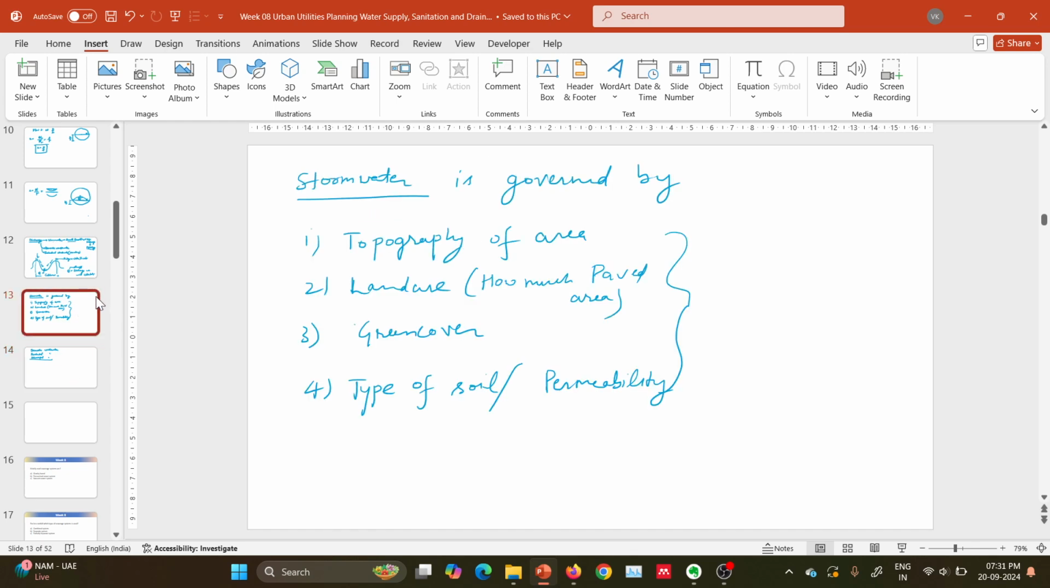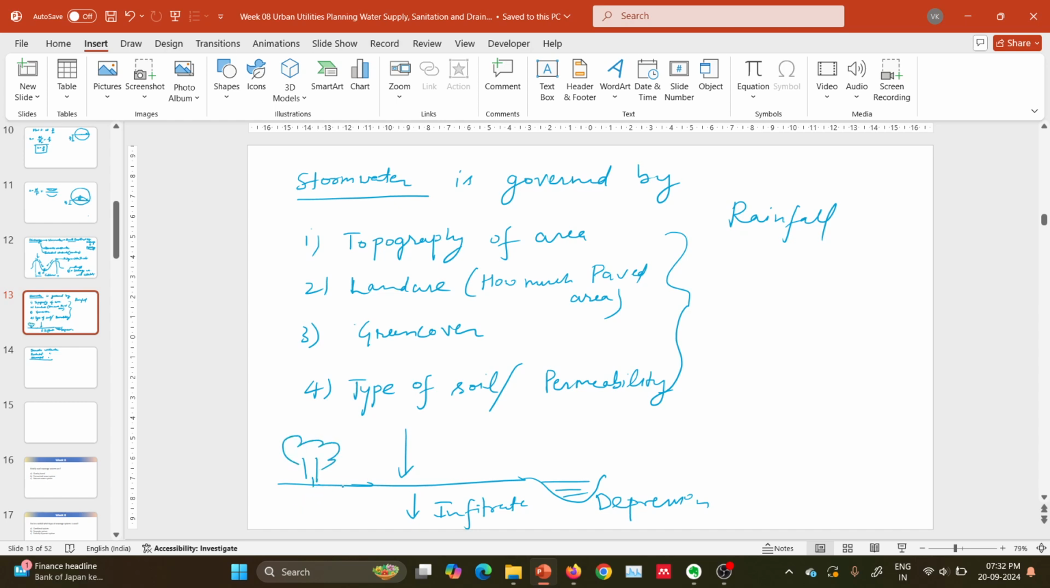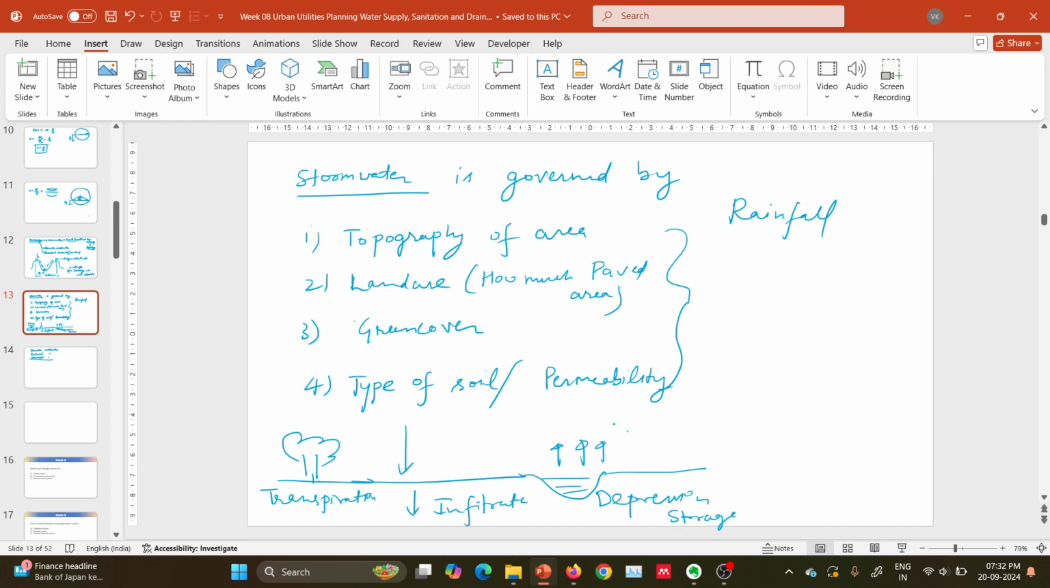So this was about stormwater, and it is calculated with respect to rainfall. So rainfall which happens, some part will infiltrate, some part will be stored in depression, some part will be taken up by plants, that is called transpiration. Some part will be evaporated from the water bodies, depression, storage, evaporation, and whatever the leftover will form runoff.